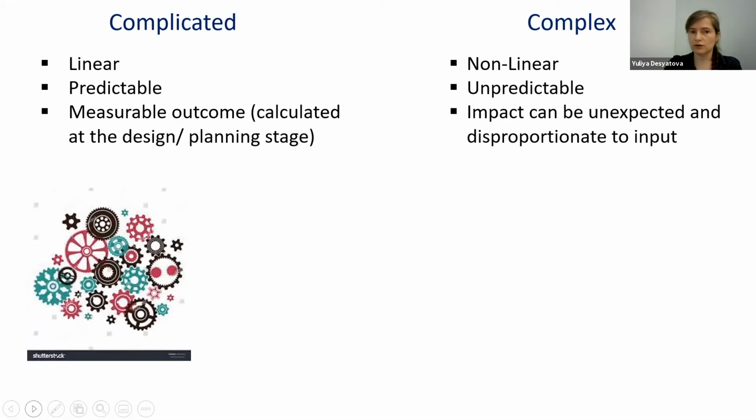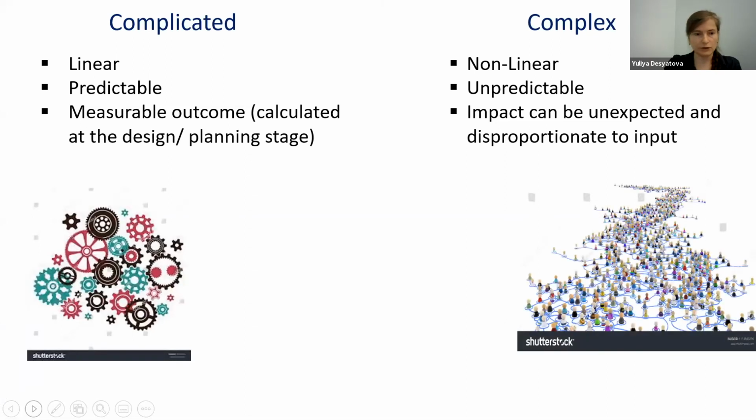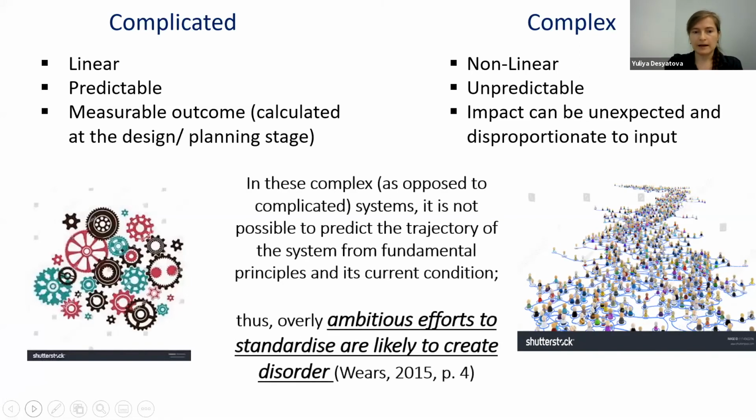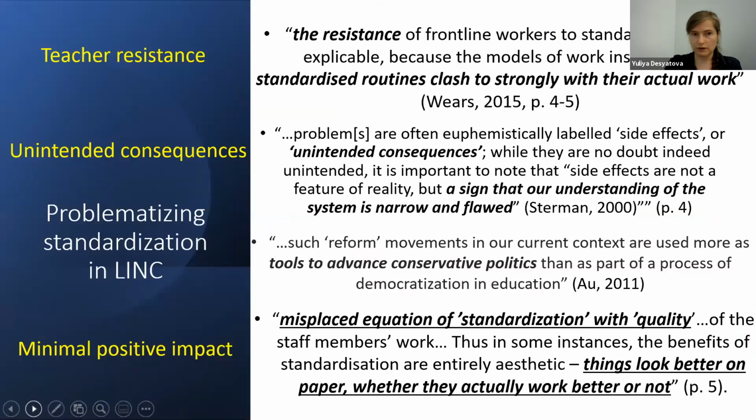Again, there's been a lot of literature on distinctions between complicated and complex systems. I don't have time to go into that. But this article by Weers, I'm not sure how to pronounce the name, was not written about LINC and not about PBLA, but its analysis of the potentially controversial impact of standardization was so illustrative of PBLA that I've placed quite a few comments on the next few slides. So overly ambitious efforts to standardize are likely to create disorder in a complex system, according to Weers 2015. And you can see lots of explanation of exactly the problems that emerged from the PBLA data.